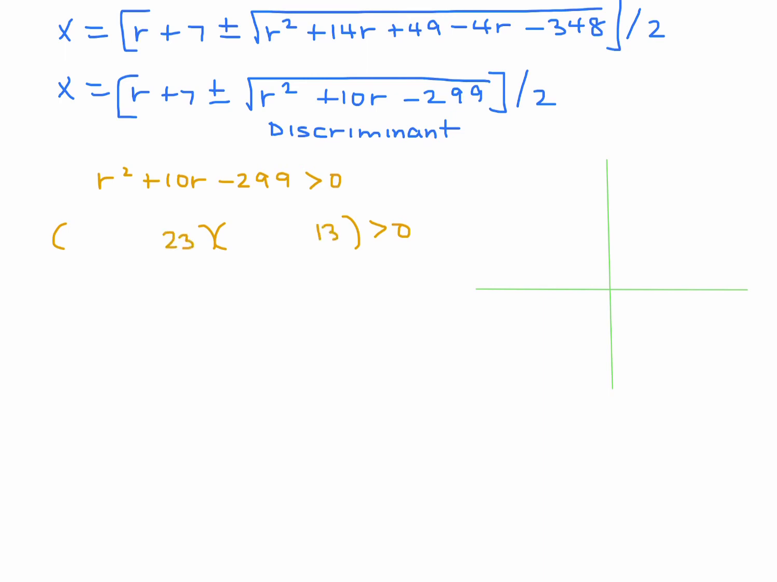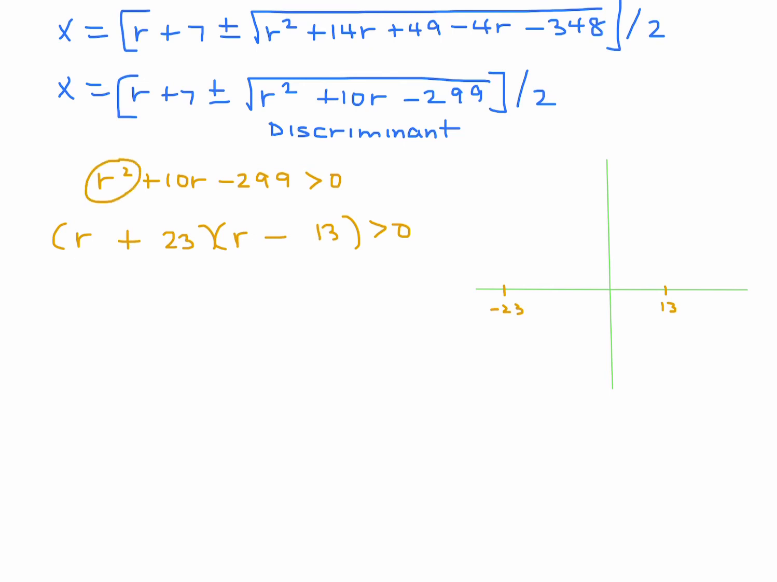23, 13, R, and in terms of the signs, plus for 23 and minus for 13. Okay, so let's just do a basic sketch. So that means when R is 13 and negative 23, those are the roots.